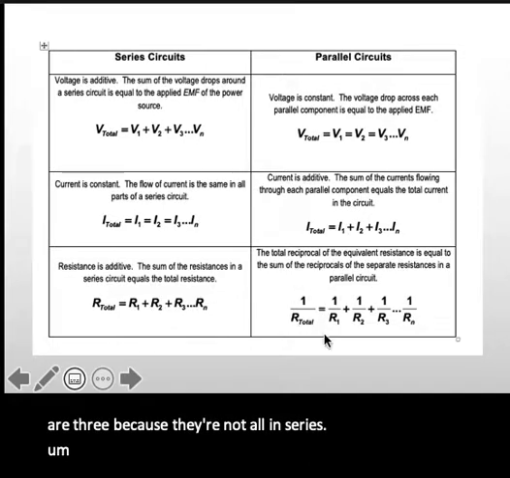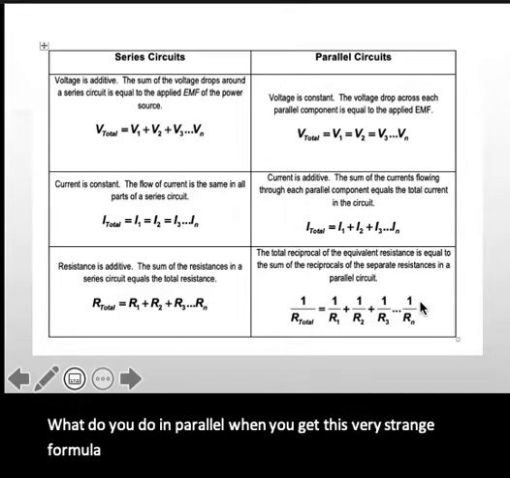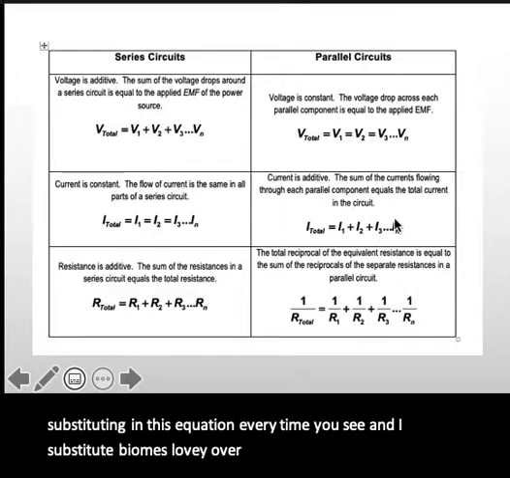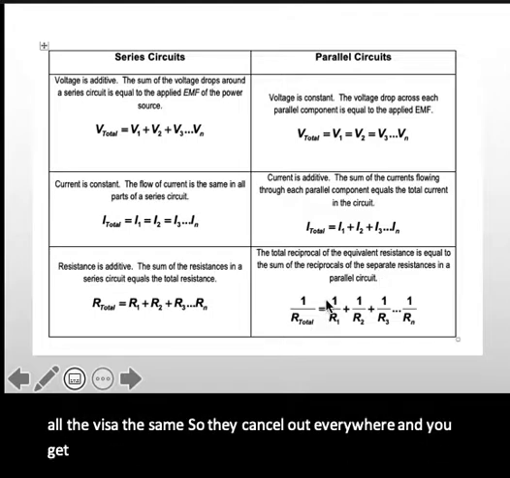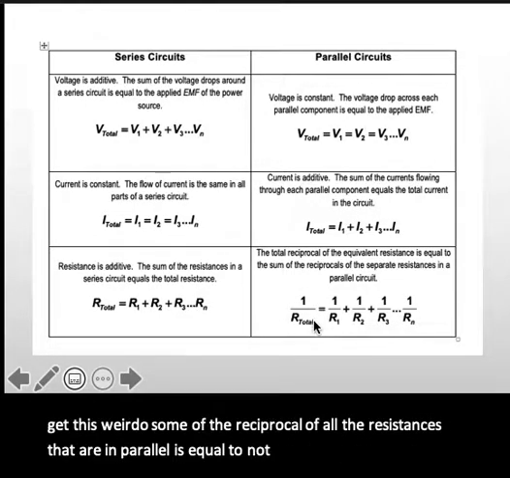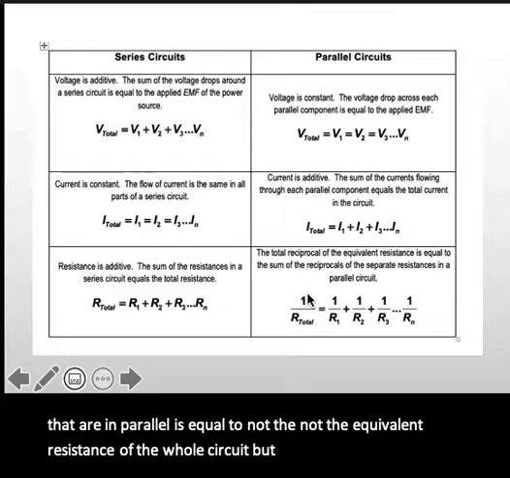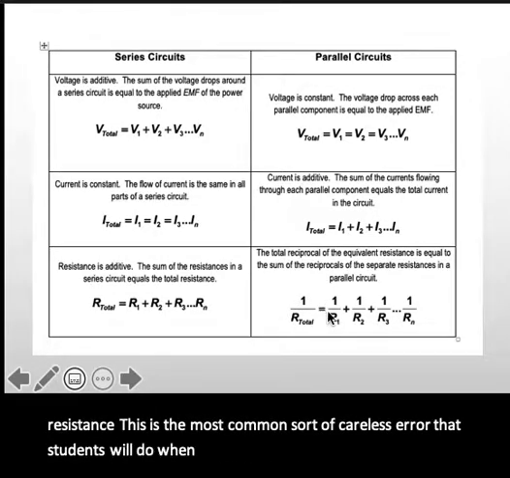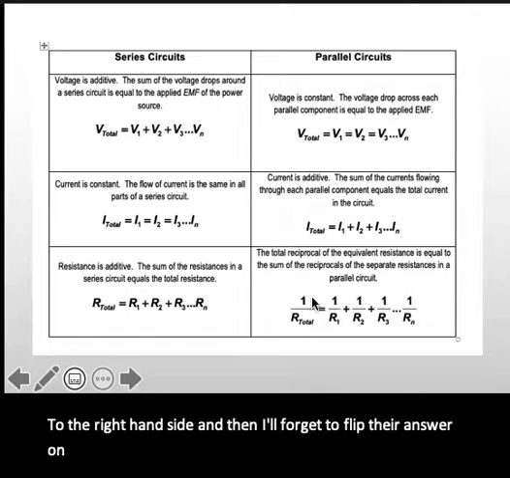What do you do in parallel? Well, you get this very strange formula, right? This is not very intuitive at all. It comes from substituting in this equation. Every time you see an I, substitute by Ohm's law, V over R, and V over R, and V over R. And then you realize all the V's are the same, so they cancel out everywhere, and you get this weirdo, the sum of the reciprocal of all the resistances that are in parallel is equal to, not the equivalent resistance of the whole circuit, but 1 over the equivalent resistance. This is the most common sort of careless error that students will do when they're solving for parallel circuits, is they'll do the right-hand side and then they'll forget to flip their answer on the calculator, right? So something to look forward to.